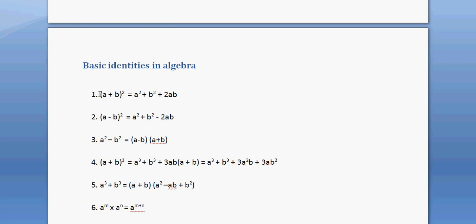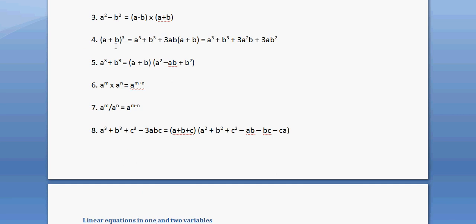The first formula is a plus b whole square. It would be equal to a square plus b square plus 2ab, right? Similarly, a minus b whole square, just replace b by minus b in this formula and it becomes equal to a square plus b square minus 2ab. Another important formula which is used in lots of questions is a square minus b square, and it is equal to a minus b multiplied by a plus b.